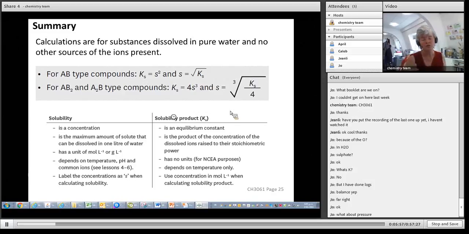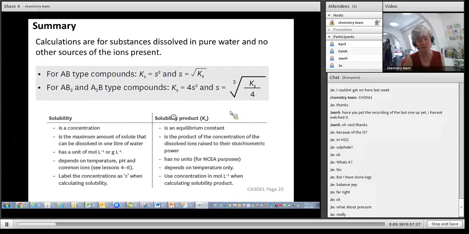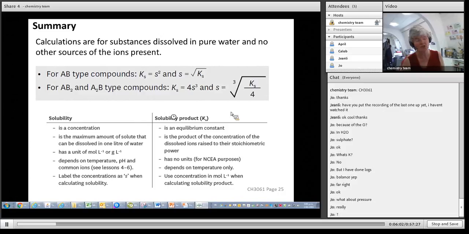Pressure won't change the actual equilibrium constant. So it's only temperature. If you've got an AB2 salt or an A2B salt, an A2B salt is something like silver chromate, Ag2CrO4. So I've got 2 silver ions for every 1 chromate ion. An example of AB2 would be something like magnesium hydroxide. I've got 1 magnesium ion to every 2 hydroxide ions.